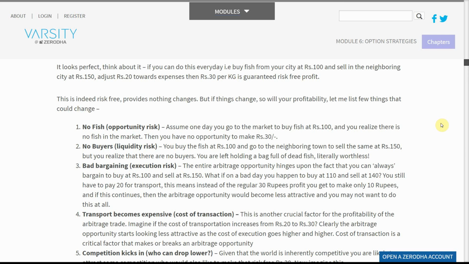Let me list a few things that could change. No fish, opportunity risk. Assume one day you go to the market to buy fish at 100 rupees. And you realize there is no fish in the market.